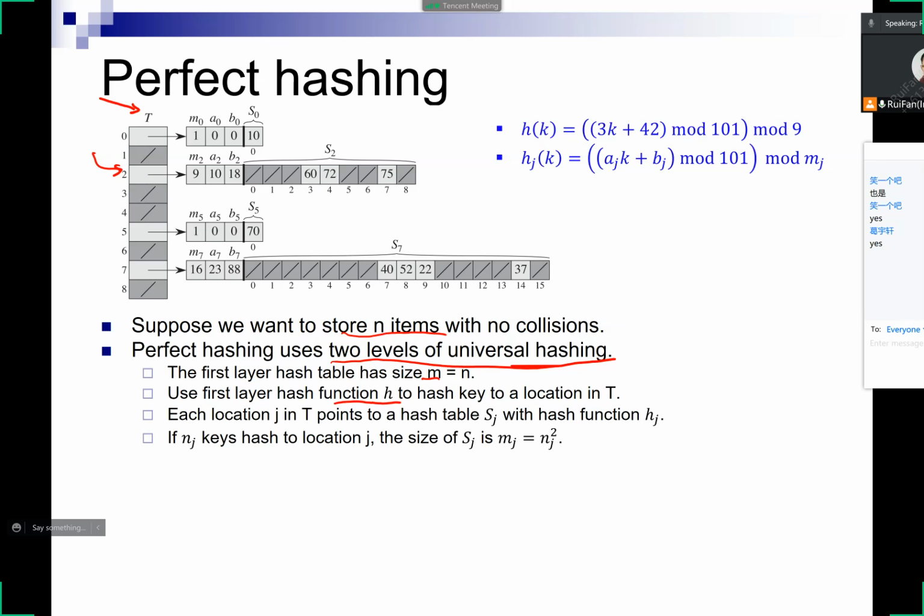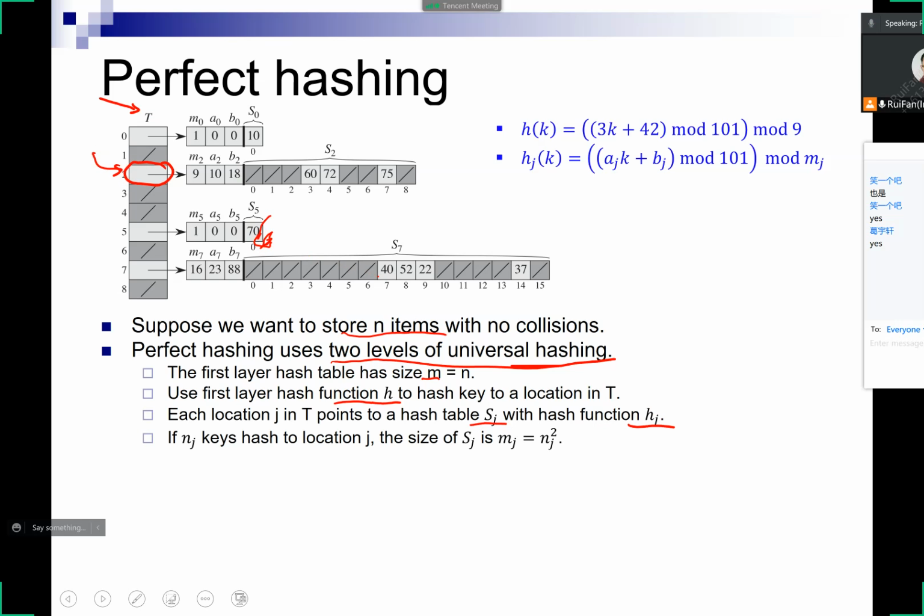And then next, associated with this location over here, we're going to put another hash table. This is going to be the second level hash table. And within the second level hash table, again, we're going to use universal hashing. For each table location S sub j, where j goes from 0 to m-1, the size of the table, we have a different hash function h sub j.